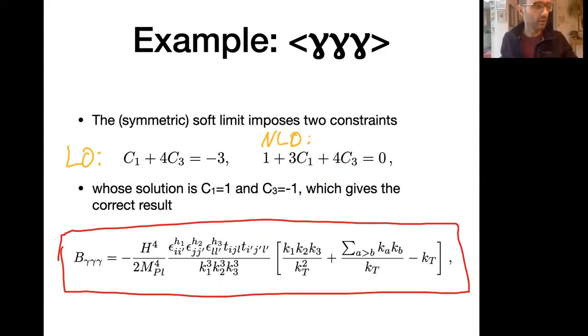Any question on this example? Okay, no. Then I'm going to give you some other example. Since this one was so easy, we can do something else.